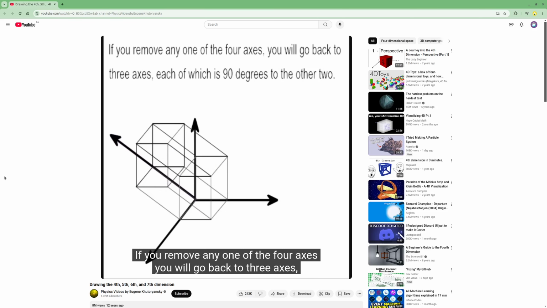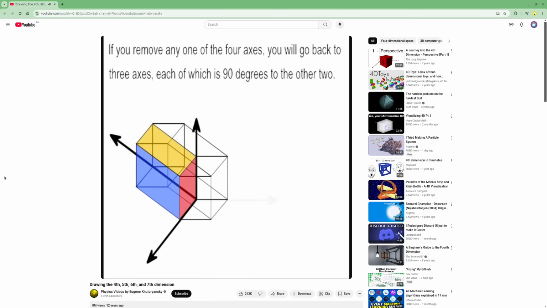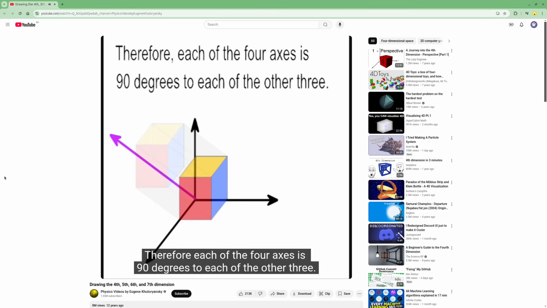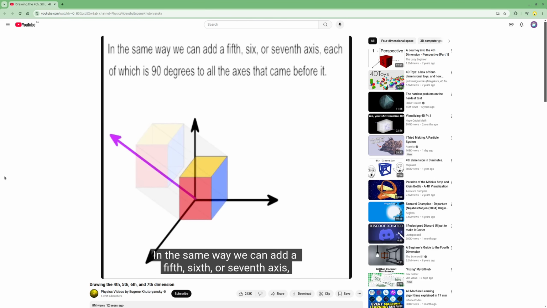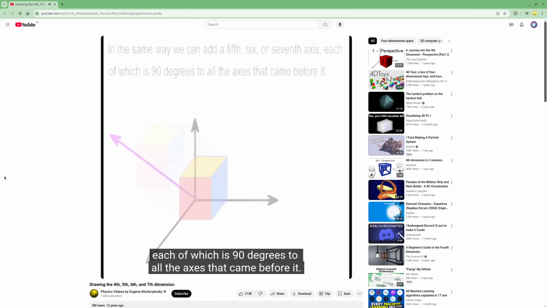If you remove any one of the 4 axes, you will go back to 3 axes, each of which is 90 degrees to the other 2. Therefore, each of the 4 axes is 90 degrees to each of the other 3. In the same way, we can add a 5th, 6th, or 7th axis, each of which is 90 degrees to all the axes that came before it.